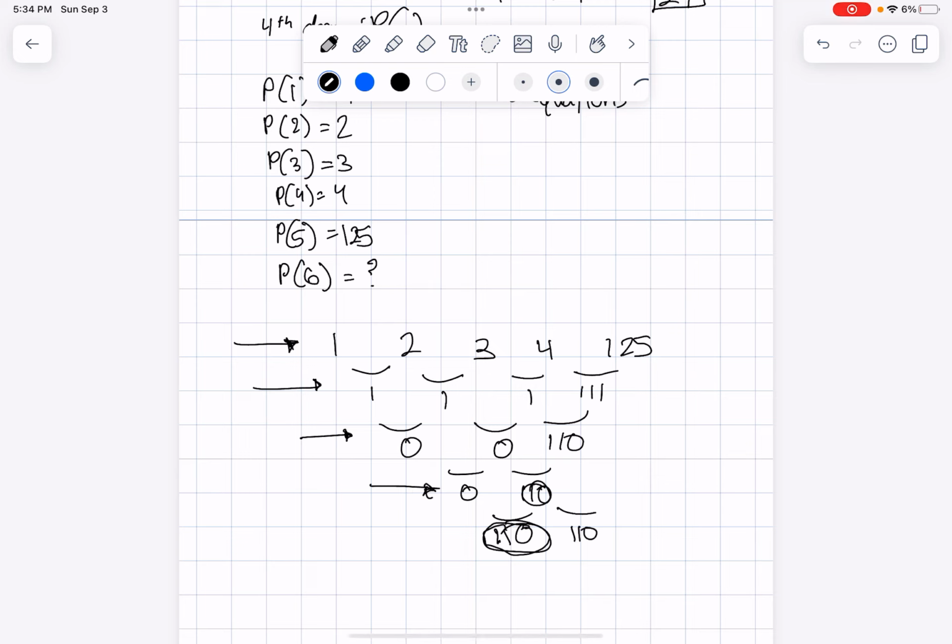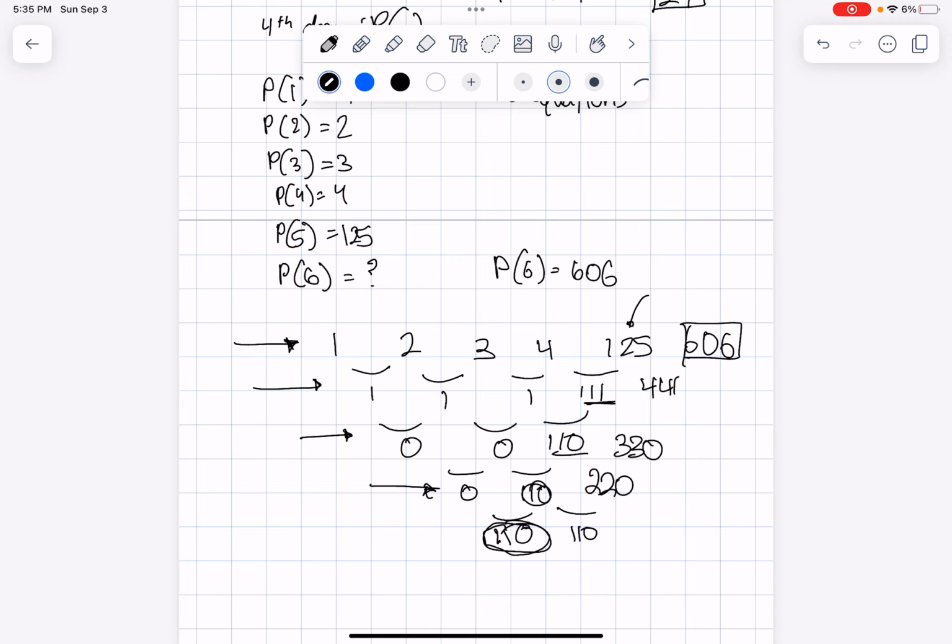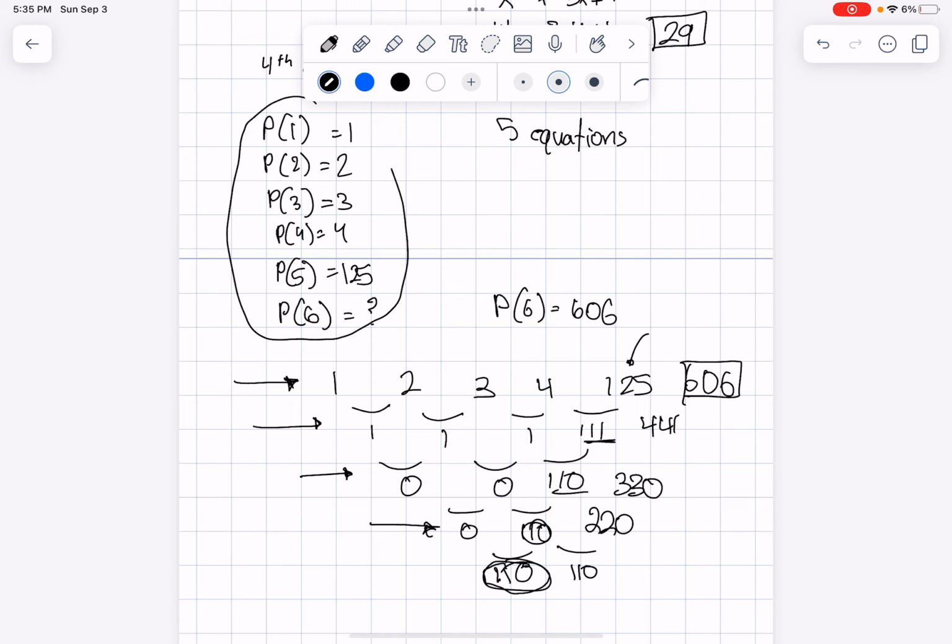So 110 makes this 220. Adding 220 to this term here gets us 330. Adding 330 to this term here gets us 441. And adding it to p of 5 gives us 606. So p of 6 is equal to 606. And if you don't believe me, you could make a system of equations using these 6 variables. Find a, b, c, d, and e in ax to the fourth plus bx cubed plus cx squared plus dx plus e. Plug 6 into that equation, and you would get the exact same answer.